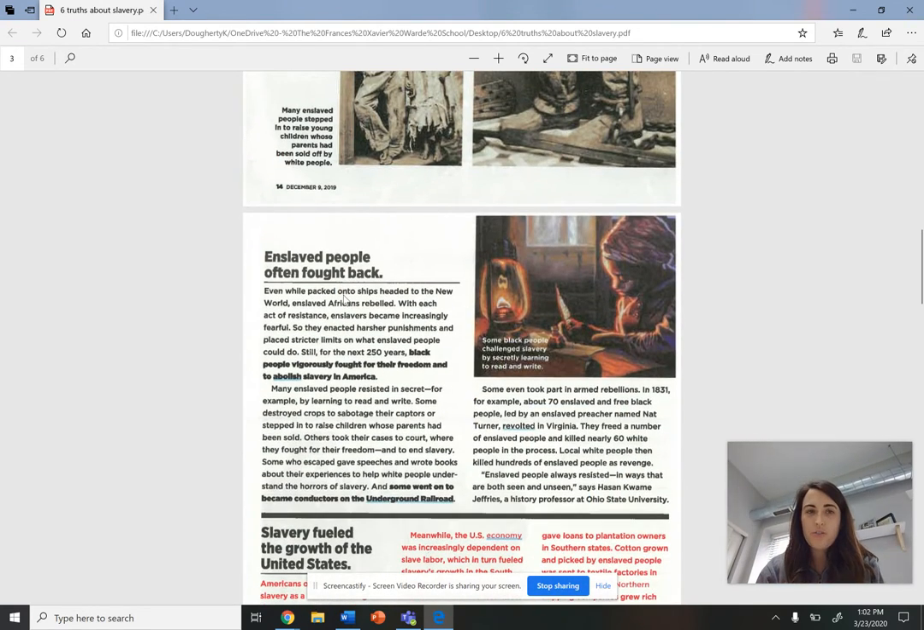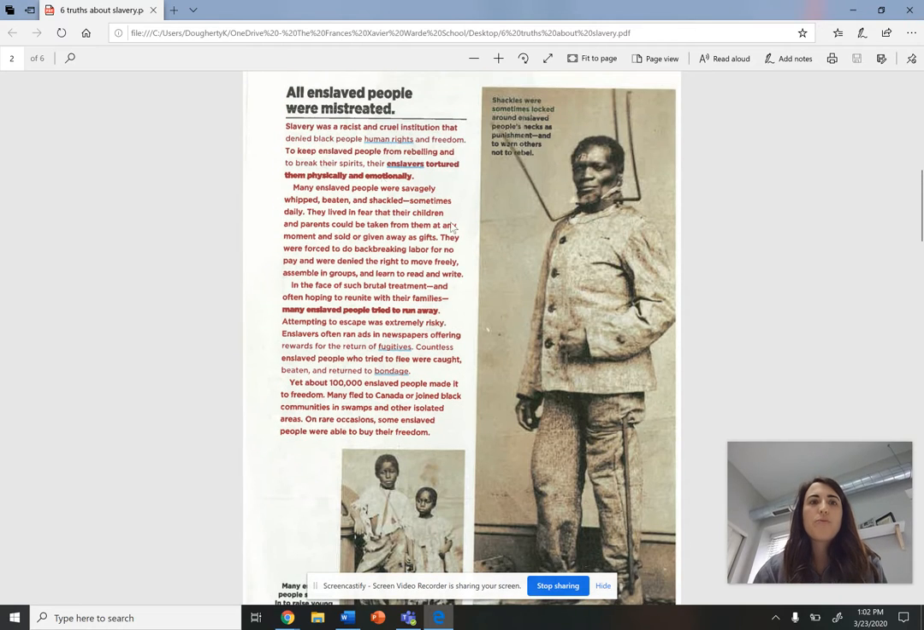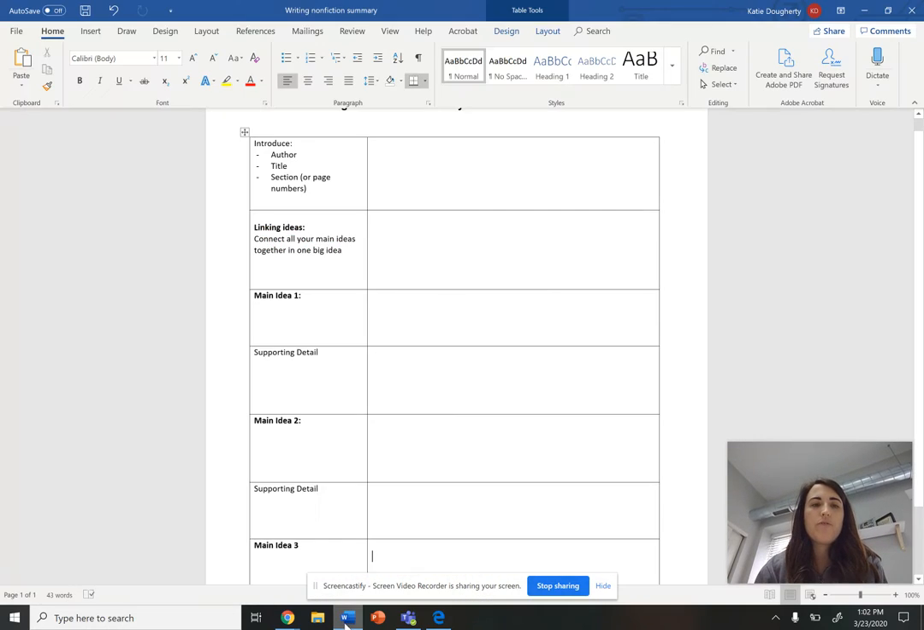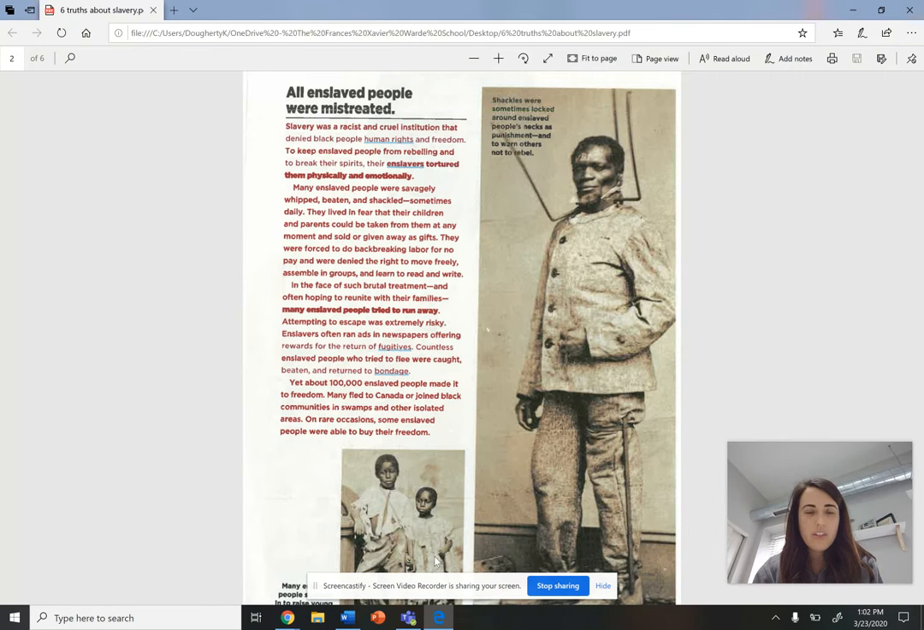All you are going to do is just summarize this next section. Enslaved people often fought back. You don't have to do anything other than that. We are just focusing on one section at a time. So I'm going to read this here, and I'm going to fill out the sheet of paper, and you're going to do the exact same thing for our lesson today.